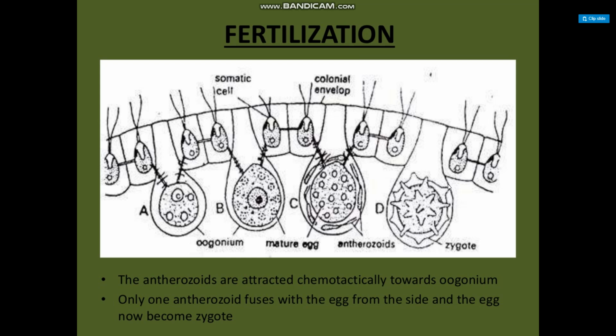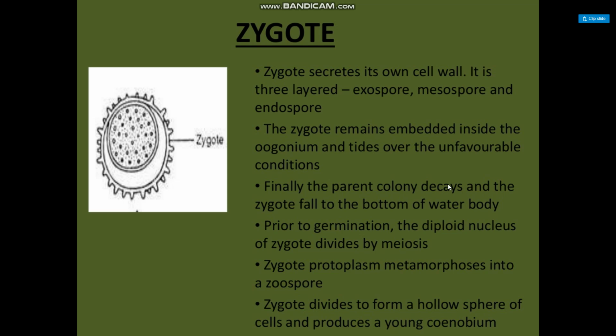At fertilization, the antherozoids are attracted chemotactically towards the oogonium. Only one antherozoid fuses with the egg from the side and the egg now becomes a zygote. The zygote secretes its own cell wall.